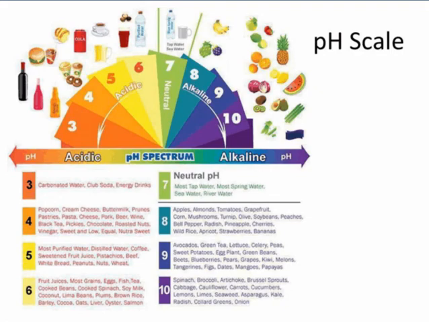Don't forget the pH scale and what that tells us. Remember, for our purposes, we're going from 1 to 14. 7's in the middle. It's the neutral pH. As you get closer to 1, it gets more acidic. As you get closer to 14, it gets more basic.